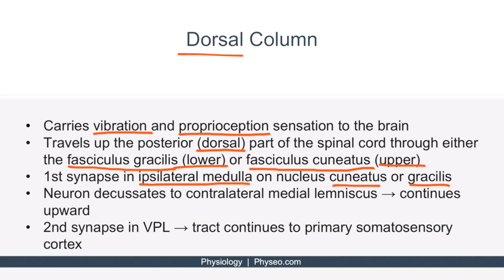And we'll show that in a moment. The neuron, once it reaches the medulla, will then decussate, so it'll cross to the contralateral side and then travel through the medial lemniscus pathway, which is where we get the ML in DCML. And then it just continues upward. Then there is a second synapse between the second and third neurons in this pathway, and that occurs in the VPL, or ventral-posterior lateral nucleus of the thalamus. Then the tract continues to the primary somatosensory cortex.